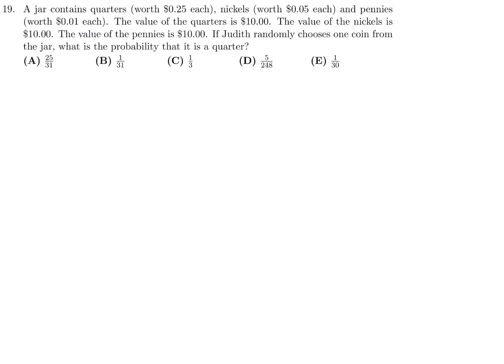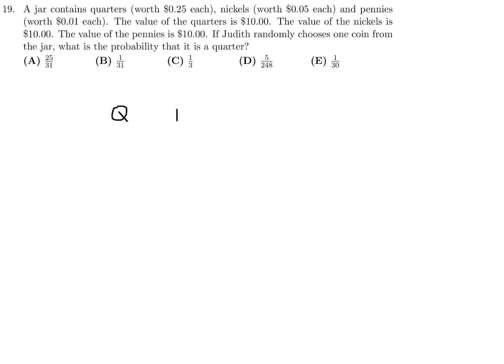A jar contains quarters worth 25 cents each, nickels worth 5 cents each, pennies worth 1 cent each. The value of the quarters is $10. The value of the nickels is $10. The value of the pennies is $10. If Judith randomly chooses one coin from the jar, what is the probability that it is a quarter?